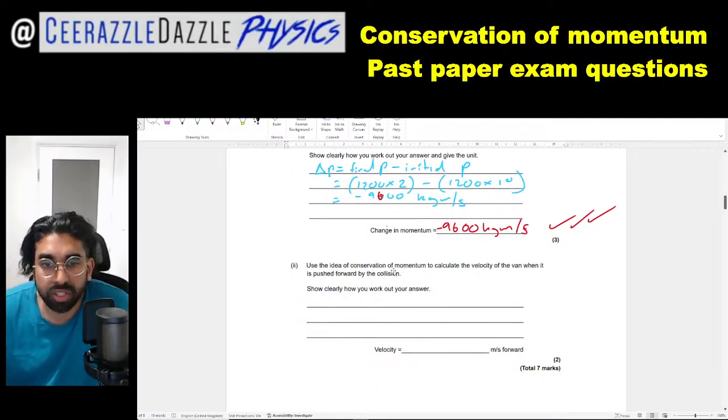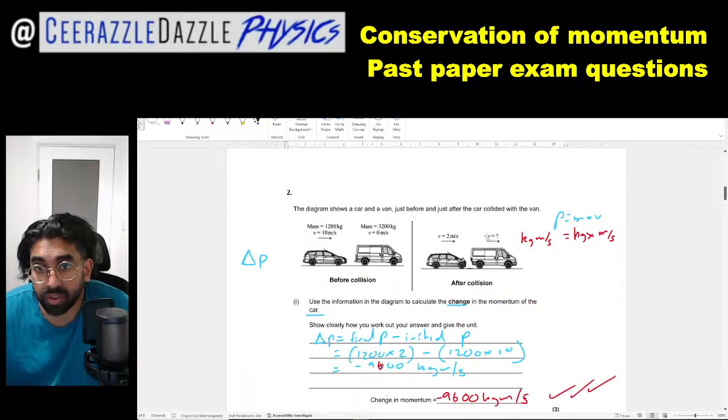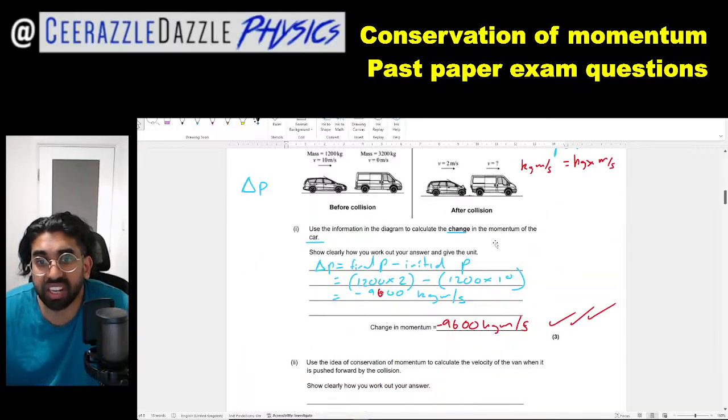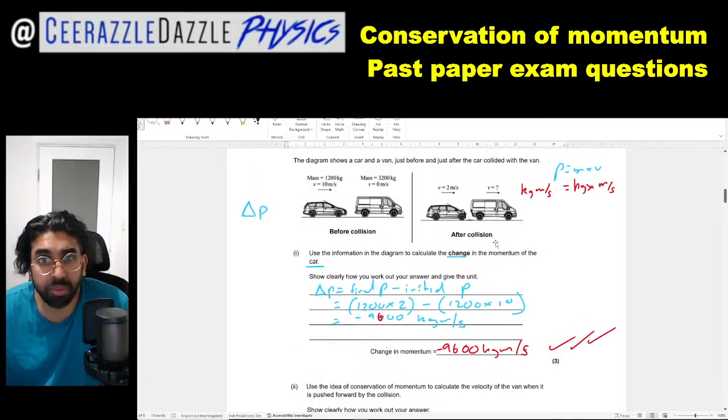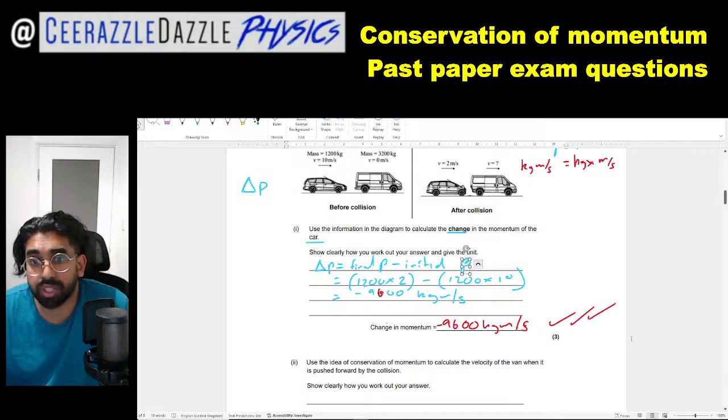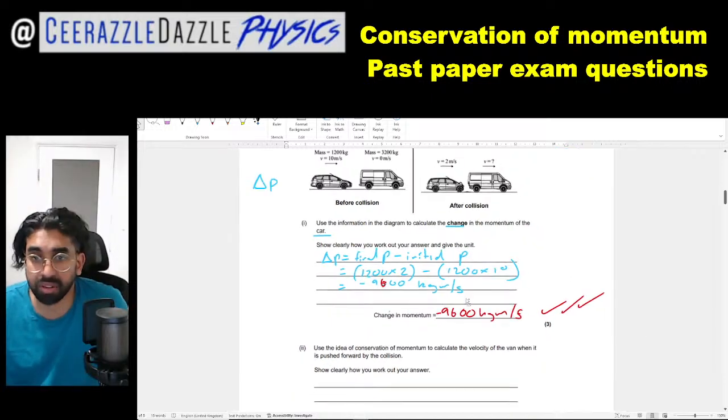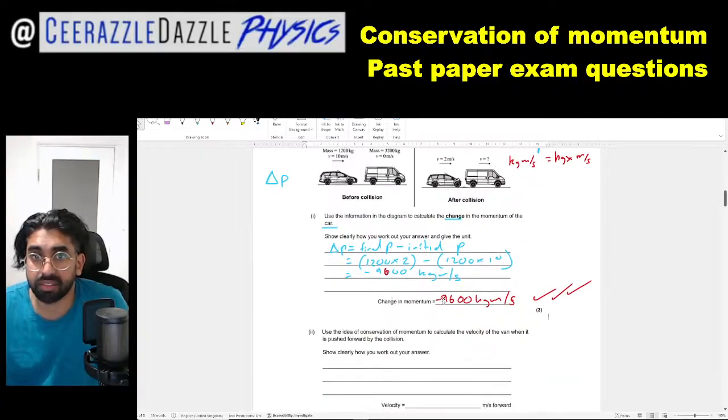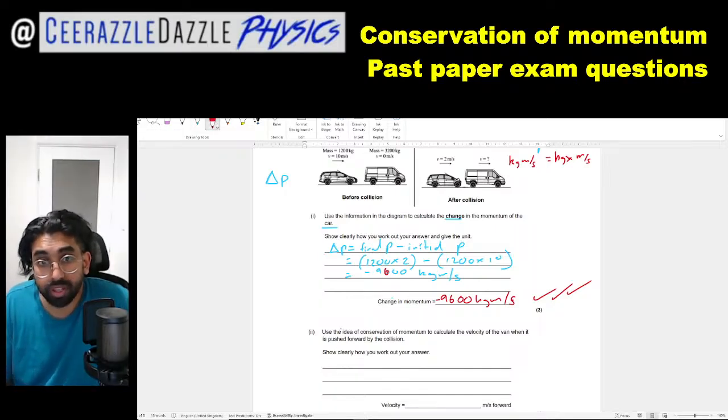Use the idea of the conservation of momentum to calculate the velocity of the van when it is pushed forward by the collision. So we're trying to work out this velocity of the van over here. Once again, we recognize we've got to write out the sum of the momentum before is equal to the sum of the momentum afterwards. I'll zoom out, it's a bit easier for us over here. So we know that the total momentum before the collision is equal to the total momentum afterwards.